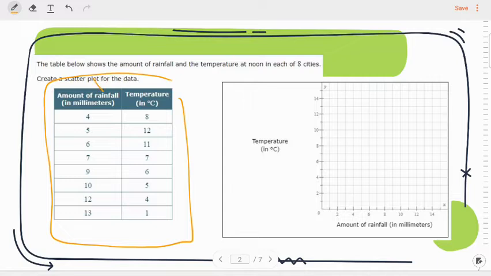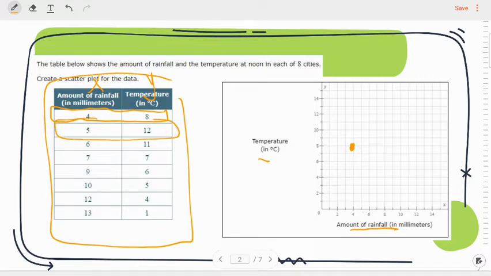These stand for the X values, these stand for the Y values, and notice it's labeled over here, amount of rainfall and temperature. So in order to plot this piece of information, which is saying for 4 millimeters of rainfall, we see a temperature of 8 degrees Celsius, I would go over to 4 and up to 8 and plot my point. Then I would just continue to plot the rest of them.